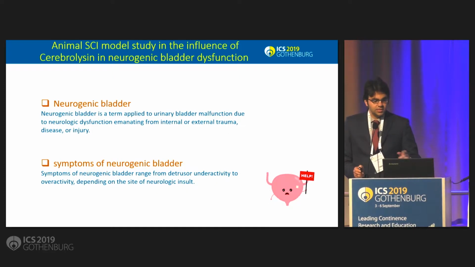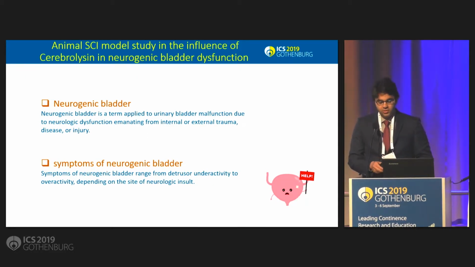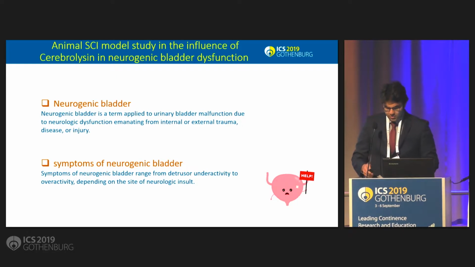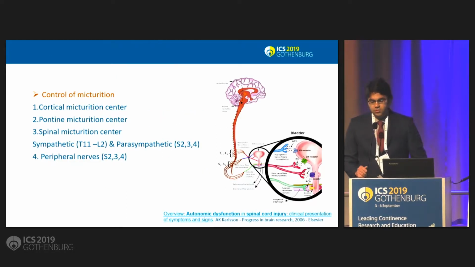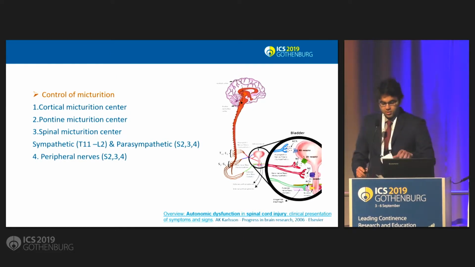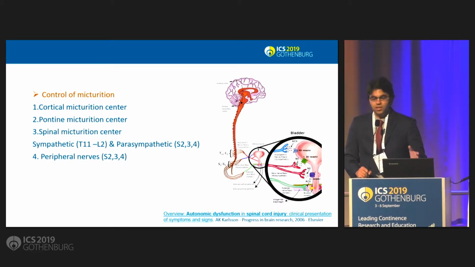Okay. My study title is the animal cerebrolysin spinal cord injury model, using systemic cerebrolysin to improve the neurogenic bladder. So I'm going to skip these sections to this illustration. This is an illustration that I did to just sum it up, but I don't want to get too specific. Control of the micturition center is from different centers: the pontine center in the brain, the cortical micturition center, the spinal micturition centers that you can see here that I've shown.